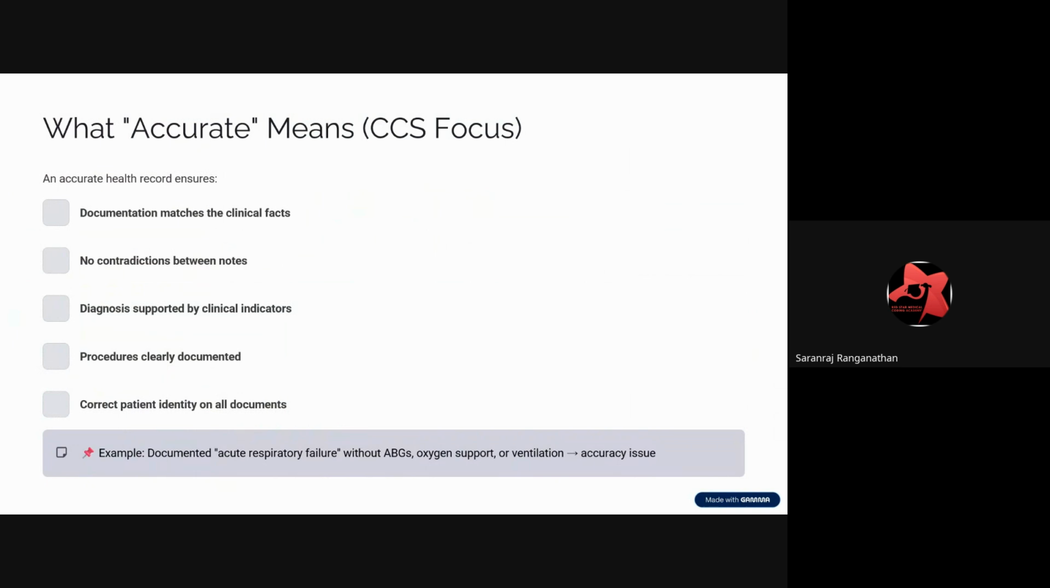Documenting acute respiratory failure without ABG, oxygen support, or ventilation is an accuracy issue. I'm stating some condition, but there are no related clinical features. The doctor is saying the patient has acute respiratory failure, but on his own he cannot say that. The patient should have clinical indicators like abnormal ABG, oxygen support, or ventilation; something needs to be documented, otherwise I cannot consider it. So this is what accuracy stands for.